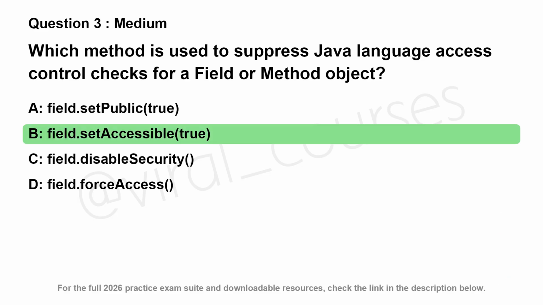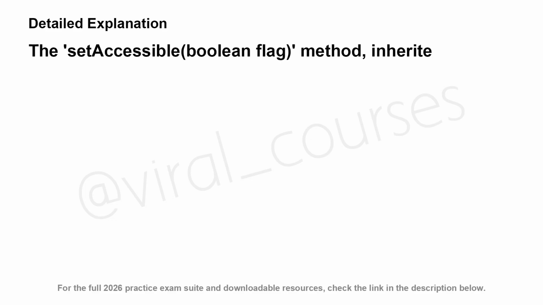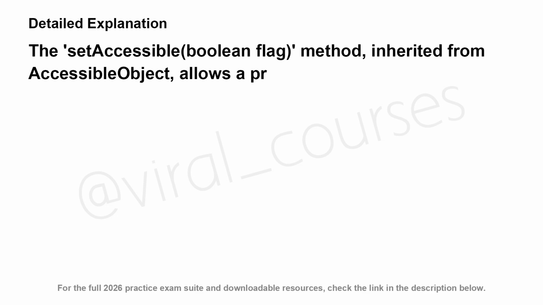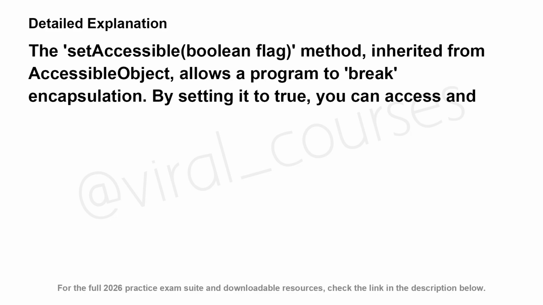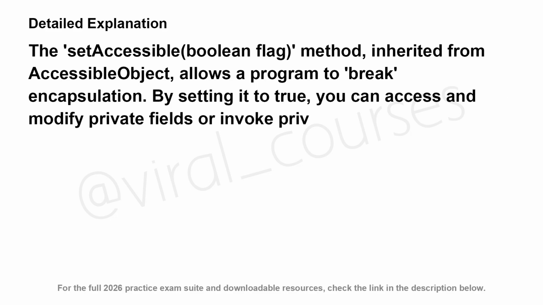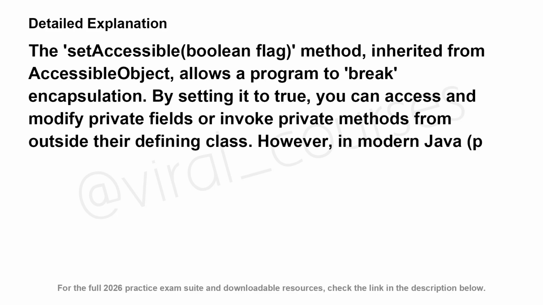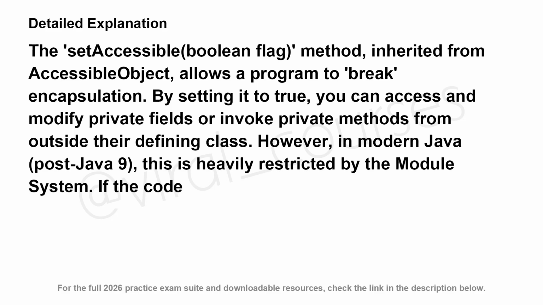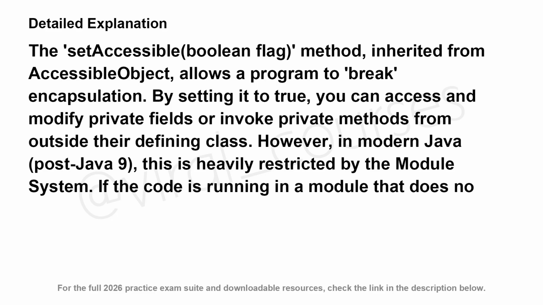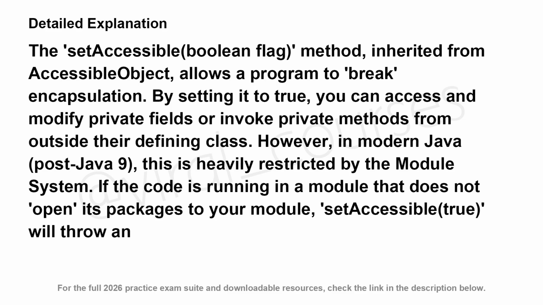The correct answer is B. The setAccessible(boolean flag) method, inherited from AccessibleObject, allows a program to break encapsulation. By setting it to true, you can access and modify private fields or invoke private methods from outside their defining class. However, in modern Java, post-Java 9, this is heavily restricted by the module system. If the code is running in a module that does not open its packages to your module, setAccessible(true) will throw an InaccessibleObjectException.